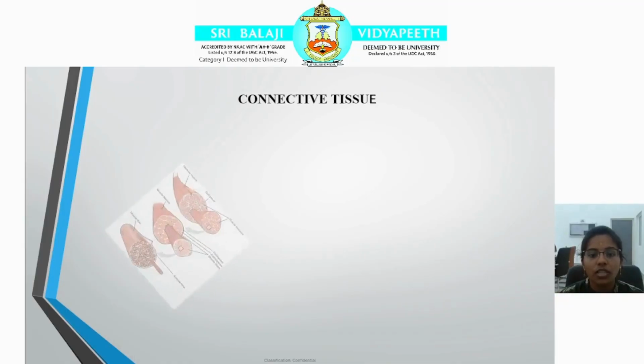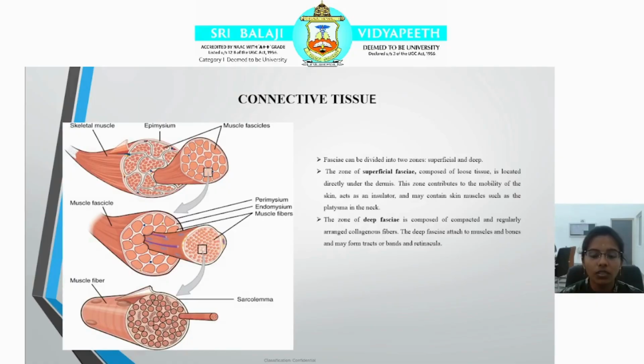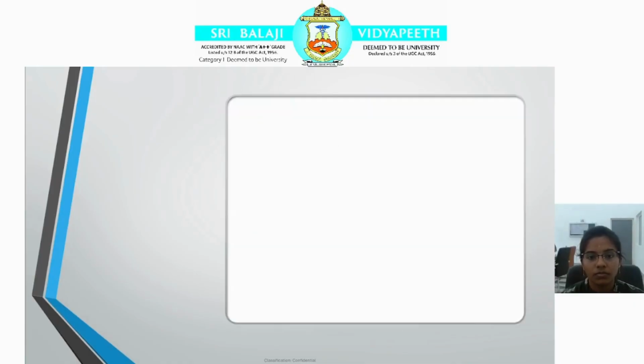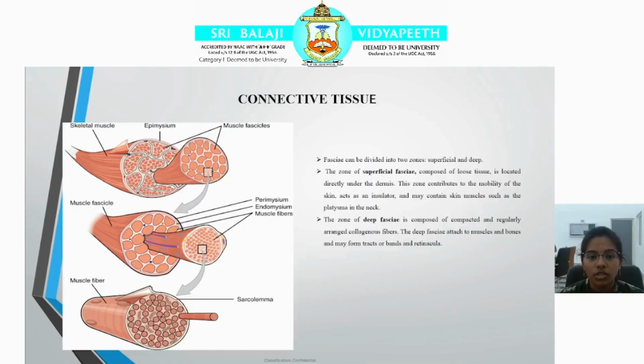So, connective tissue. It is a covering of a muscle. The fascia can be divided into two zones, superficial fascia and deep fascia. The zone of superficial fascia, which lies directly under the dermis, is composed of loose tissue and contributes to mobility of the skin. The zone of the deep fascia is composed of compacted and arranged collagen fibers. This deep fascia, attached to muscle and bone, may form a tract or band and retinaculae.